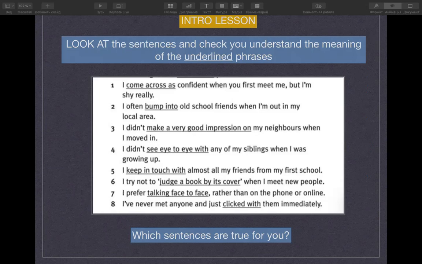And I've never met, when I don't know anyone from a company, from a society, I just click with them, not immediately, but I try to click with them because it's very interesting for me to meet new people.